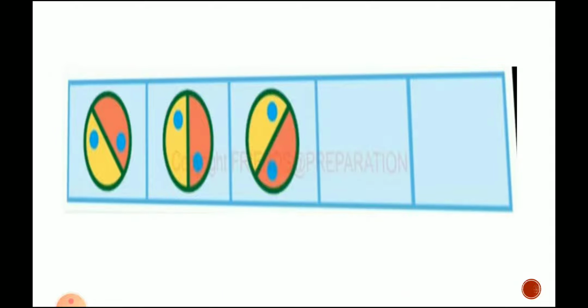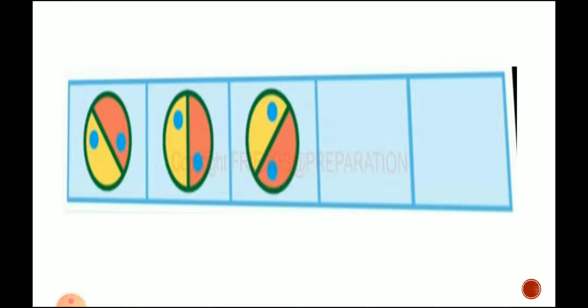So then what should come next in this pattern? Can you guess it? Yes, see the first one here. One circle is divided into two equal parts, like a half, and they put two dots. How many dots? Yes, two dots.